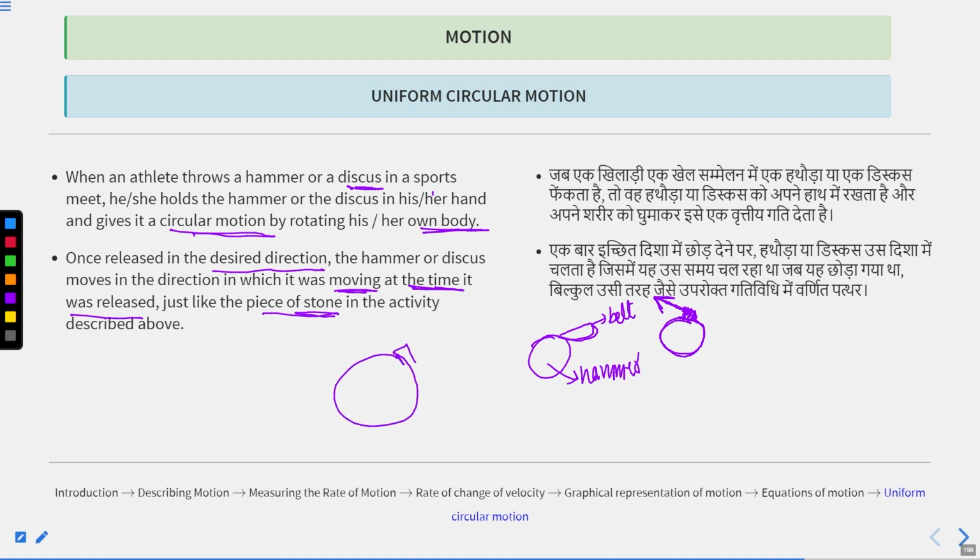The stone always wants to move in the tangential direction, but because of the thread, it was changing its direction. If there is no thread, then that object will move in the tangential direction, and similar is the case of the disc. When you give rotation, your hand acts like a thread. You rotate your whole body, so you are giving it a circular motion, and when you release it, it will move in the tangential direction. Clear, class?